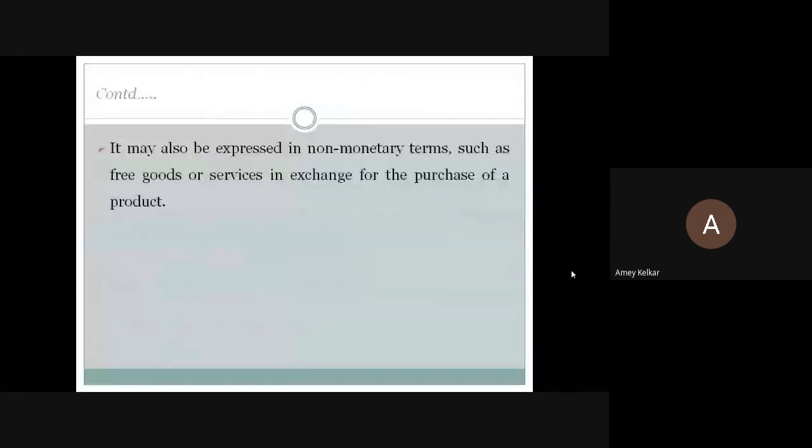It may also be expressed in non-monetary terms, such as free goods or service in exchange for purchase of a product. Sometimes we get some complimentary gifts for purchase, or we get some discounts on purchase if we are a regular customer to a shop. These all things are also termed under pricing only. So it is not that every time you will be paying in terms of money.